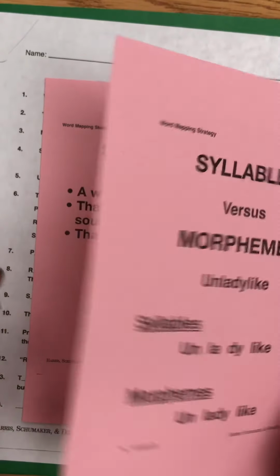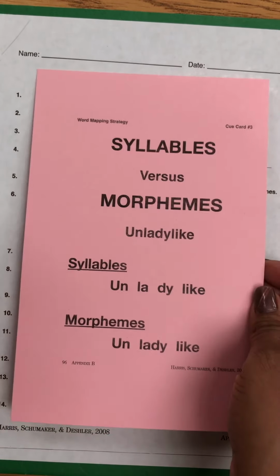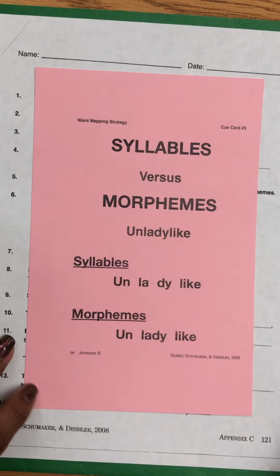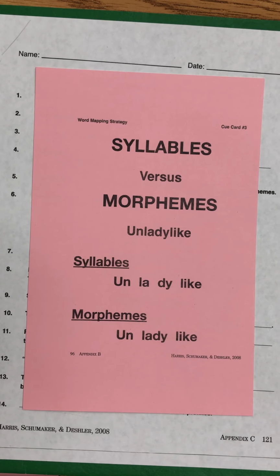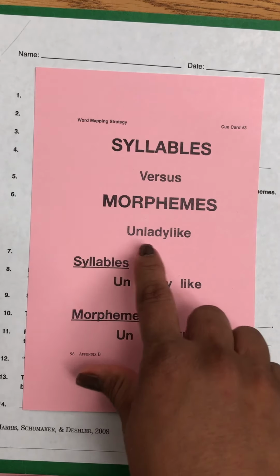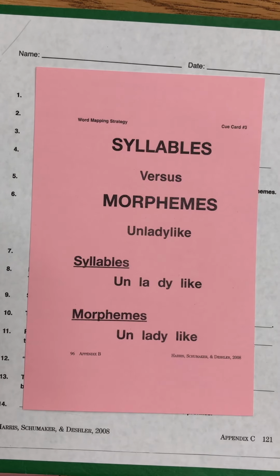So the next cue card that I'm going to be looking at is cue card 3. And so we're going to talk here about syllables versus morphemes. Okay. So how many syllables does the word unladylike have? So most of you learned how to clap the syllables out. Most of you have learned in the lower grades that they are centered on a vowel sound, right? So it has to have a vowel in it to be considered a syllable.